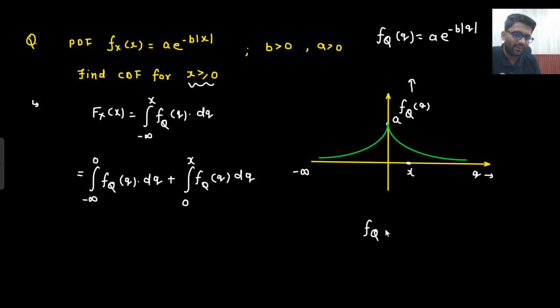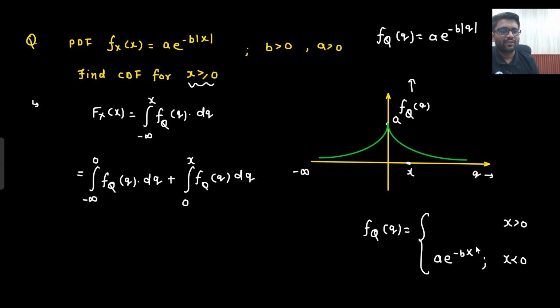What I mean to say is that, can you write down the expression of fq of q in this manner? What do you get for x greater than 0 and what do you get for x less than 0? So when x is less than 0, the mod of x will be opened with minus x. These kind of calculations we have done when we studied convolution, right? And for x greater than 0, it will be opened as plus x only. So this is the graph.